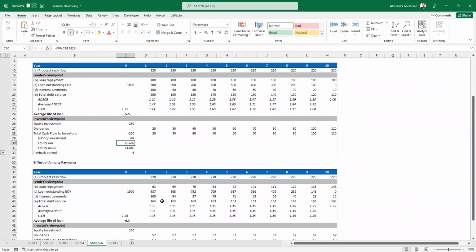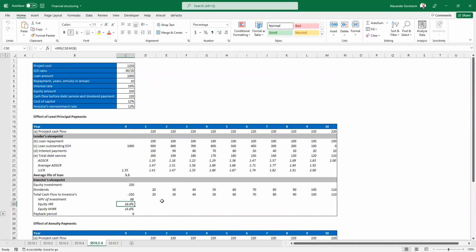We start our lecture with these examples, and again, let's look closely. So we have a project cost of 1,250. We have a debt equity ratio of 80 to 20. We have a loan amount of 1,000. We have repayment over 10 years annually in arrears. We have an interest rate of 10% per annum. We have an equity amount of 250.